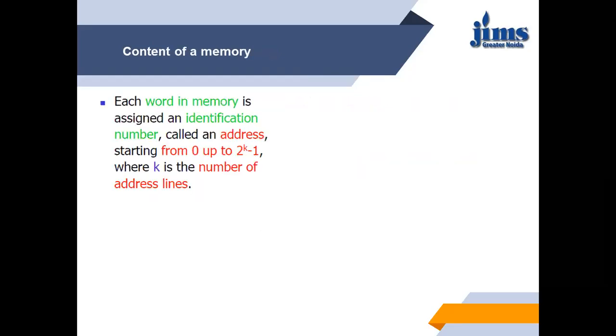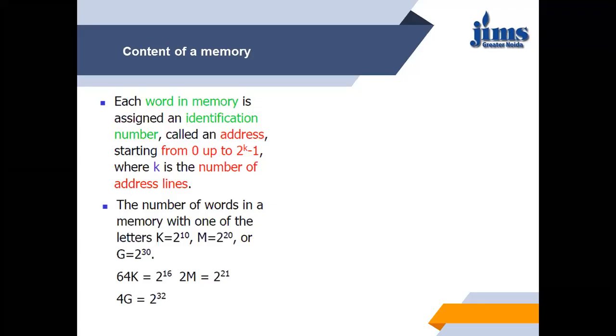The content of a memory: each word in memory is assigned an identification number called an address, starting from 0 up to 2 raised to power k minus 1, where k is the number of address lines. Again, we are using a decoder here. With the help of the decoder, we have a k to 2 raised to power k decoder, and the output lines or the address lines will be 2 raised to power k, ranging from 0 to 2 raised to power k minus 1.